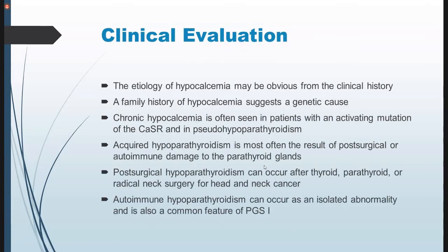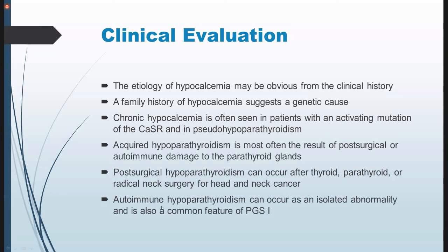How do you evaluate a case of hypocalcemia? The etiology of hypocalcemia may be obvious from the clinical history once you take a proper history. There can be a family history of hypocalcemia, which can suggest a genetic cause. Chronic hypocalcemia can be seen in patients with an activating mutation of the calcium sensing receptor and pseudohypoparathyroidism. Acquired hypoparathyroidism is most often the result of a post-surgical condition or autoimmune damage. Post-surgical hypoparathyroidism can occur after thyroid, parathyroid, or other radical neck surgeries for head and neck cancers.